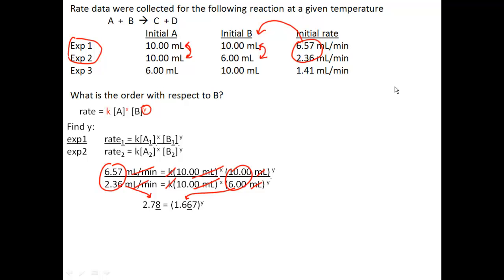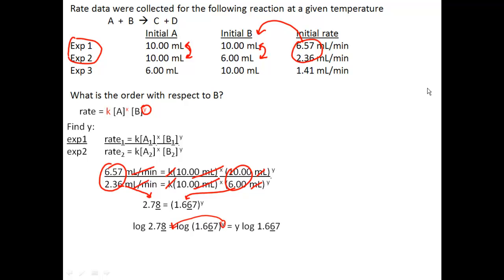Now, I need to figure out what Y is, so one way to do that is take the log of both sides. If I do the log to this on both sides, it doesn't change the numeric answer, so I'll do that. So then I take the log of 2.78 is equal to the log of 1.667 to the Y. Now, the reason I want to do this is because I know that if I can take that Y and bring it to the front and multiply that times the log of the numeric number, Y times the log of 1.667 is still equal to that same value.